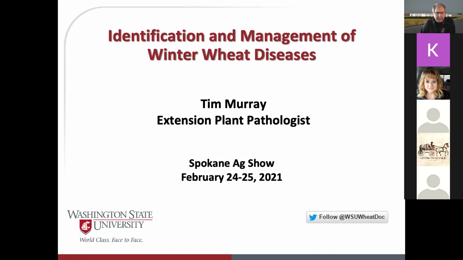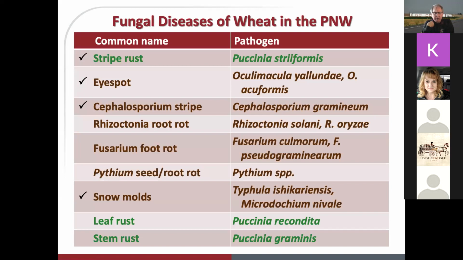And when we talk about wheat diseases, there are, in the Pacific Northwest, several that we are concerned about. We're not going to talk about all of them today. Several of the fungal diseases I've got listed here, and today we'll talk about stripe rust, eye spot, cephalosporium stripe, and the snow molds. And you can see the organisms that cause those diseases listed there. Those listed in green, like stripe rust, leaf rust, stem rust, those are foliar diseases. Whereas those listed in brown, eye spot, cephalosporium, and so forth, those are all soil-borne diseases.